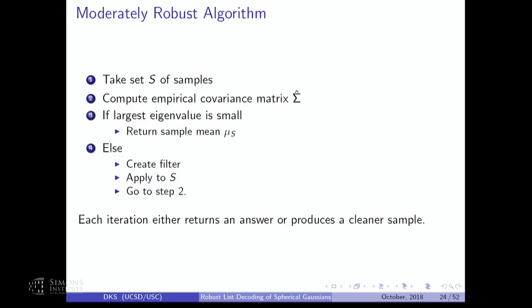And the analysis, at least at a high level, is pretty easy. Every iteration of this algorithm either makes your sample set closer to the set of good samples, so it produces a cleaner sample, or it returns an answer that is certifiably accurate. And so it'll keep on cleaning up your sample set until it can't clean it up anymore, and then it will return an accurate answer, and then you're done.